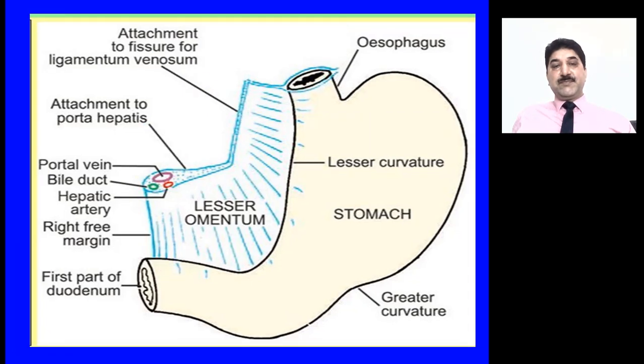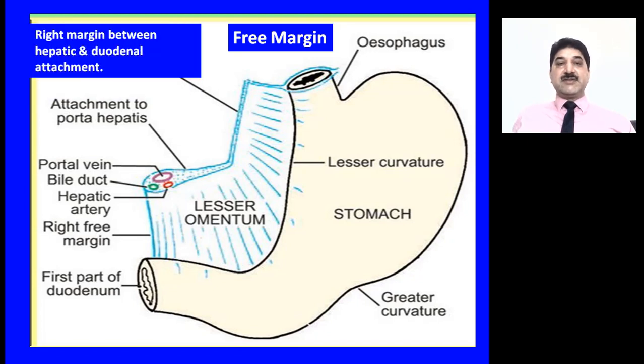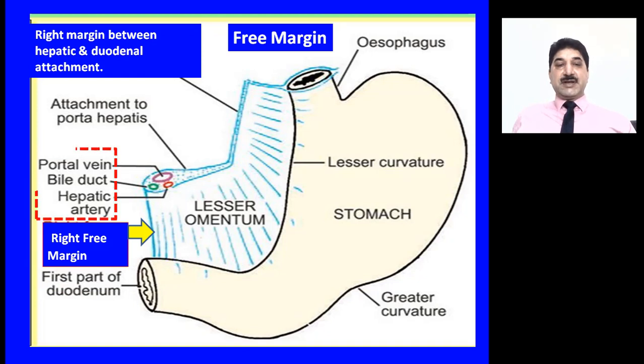Now, what is the free margin of the lesser omentum? The surgical importance of the lesser omentum lies in its free margin. The free margin is defined as the right margin between the hepatic and duodenal attachments. The right free margin extends from the porta hepatis to the first part of the duodenum. The contents of the free margin are the portal vein, bile duct, and hepatic artery.